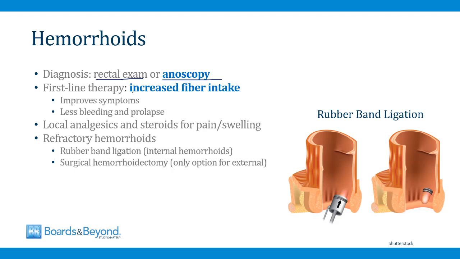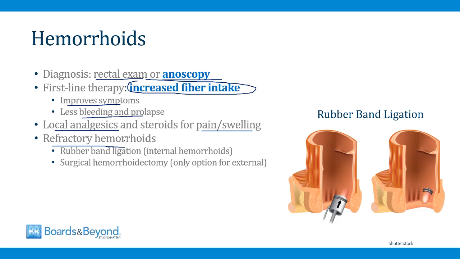The first-line therapy for patients with hemorrhoids, and it's high yield to know this for your boards, is increased fiber intake. This makes stools easier to pass, so there will be less straining, and this has been shown to improve symptoms and lead to less bleeding and prolapse of hemorrhoids. For patients who have pain or swelling from external hemorrhoids, you can also administer local analgesics or steroids. When patients have refractory hemorrhoids, these patients are often referred to a general surgeon.